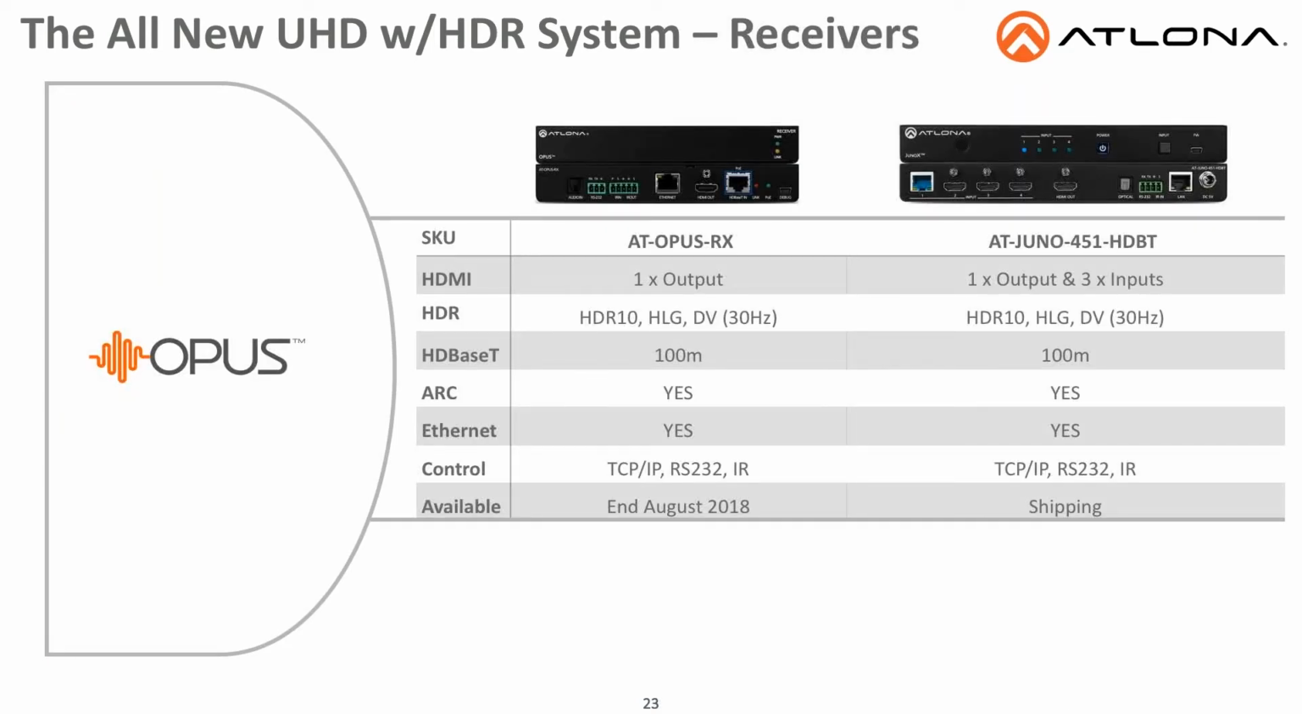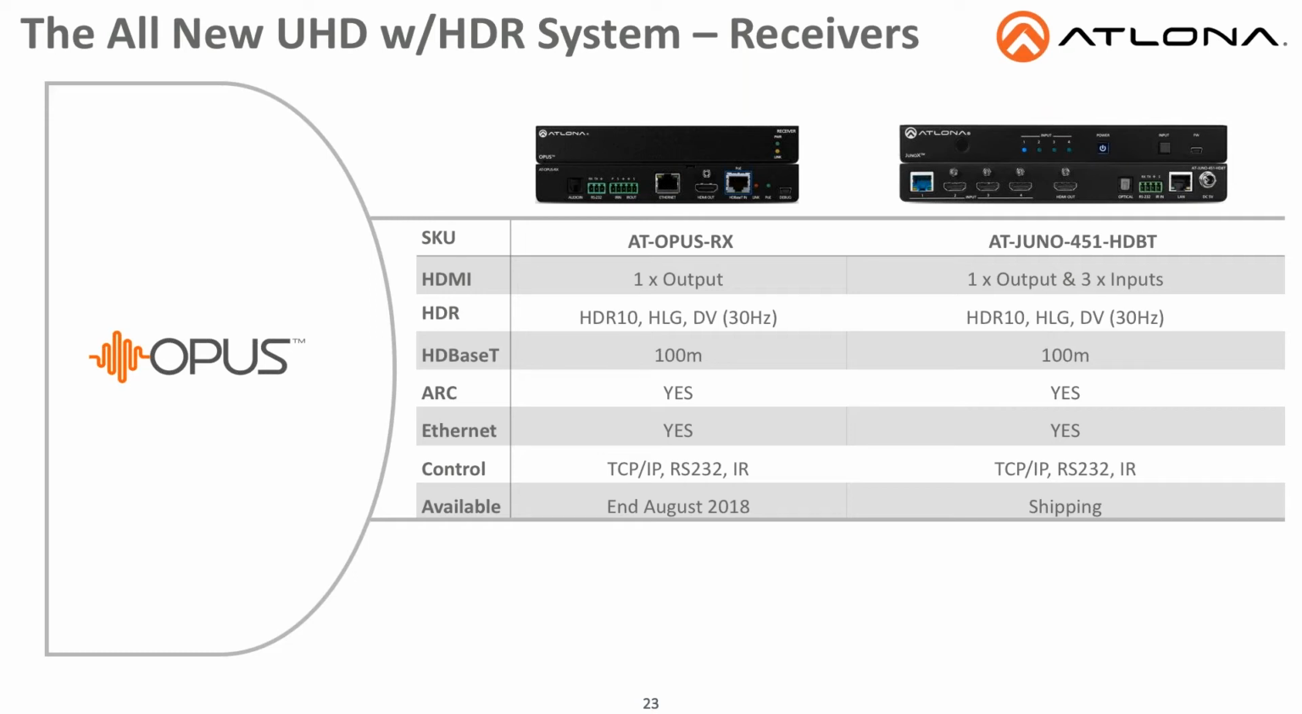So for receivers on those switchers, first is the Opus RX. This is an HD-based receiver for all of those HDR formats and up to 100 meters. And then I want to point out the Juno 451.